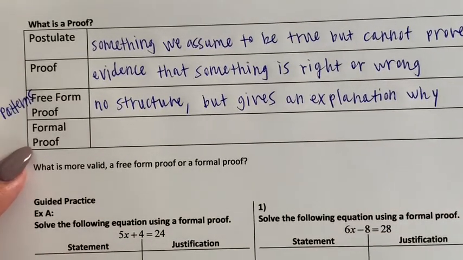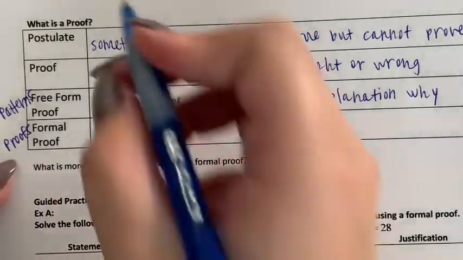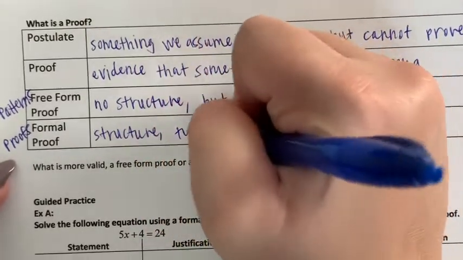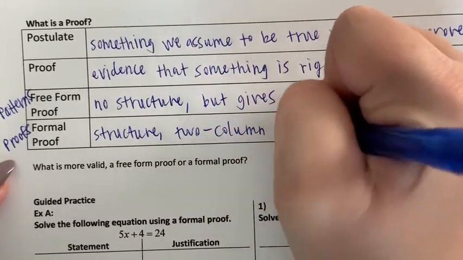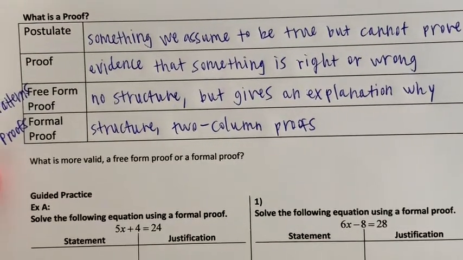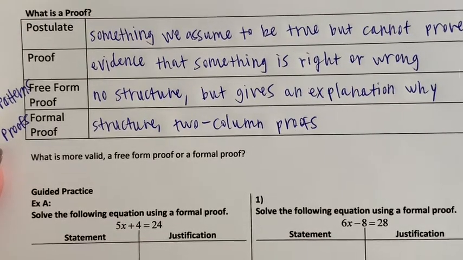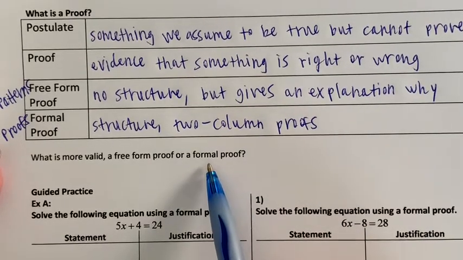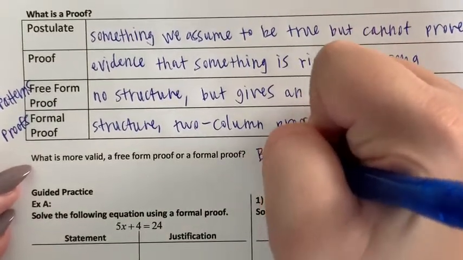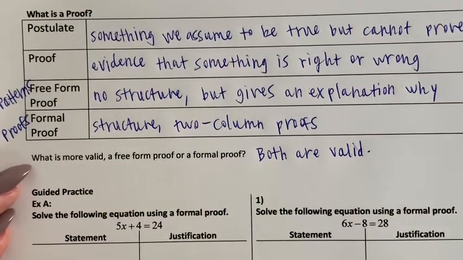Versus a formal proof, and I like to think of this as, we're going to do a ton of this in standard 12 proofs. And these ones definitely do have a structure. And the structure is called the two-column proof format. So these are going to be two-column proofs. And we'll see an example of them below. Which is more valid, a free-form proof or a formal proof? And while you may think that a formal proof, because it's got all this structure, it would be more valid, but really that's not the case. Both are valid. They're just different ways of providing an explanation.